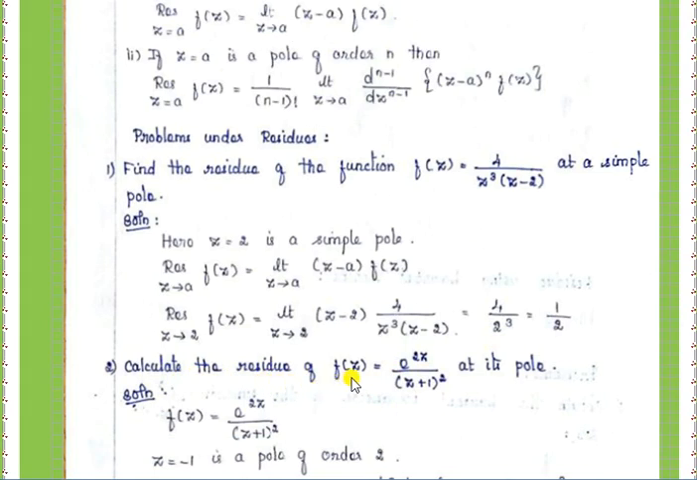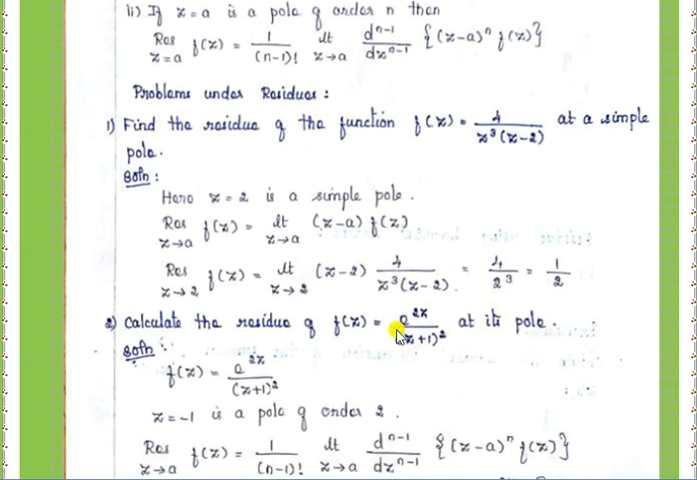Calculate the residue of f of z equal to e power 2z by (z plus 1) the whole square at its poles. In this particular problem, in the denominator I am having only one factor. Definitely I will get only one pole. So z equal to minus 1 is the pole, but the order is 2. So we must use the second formula.